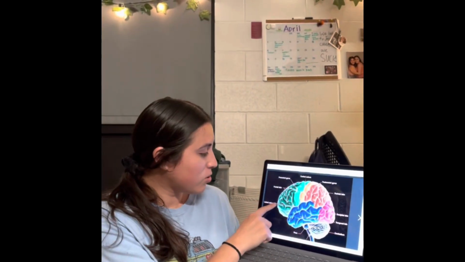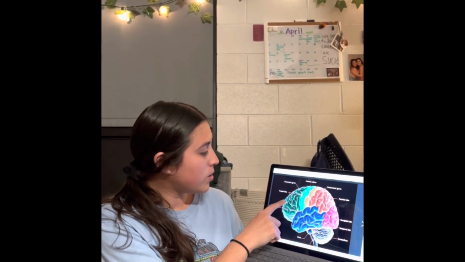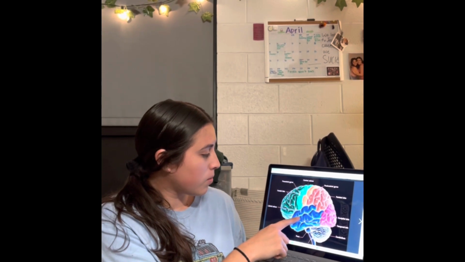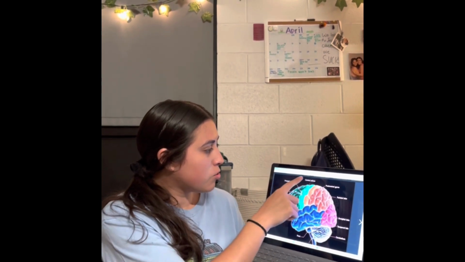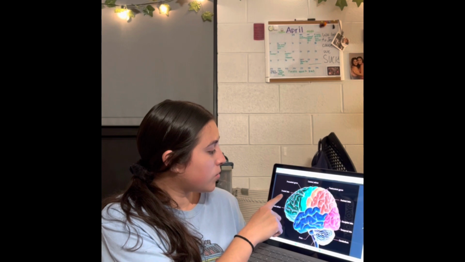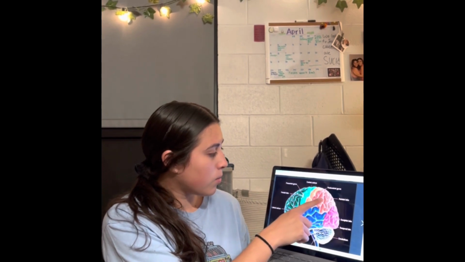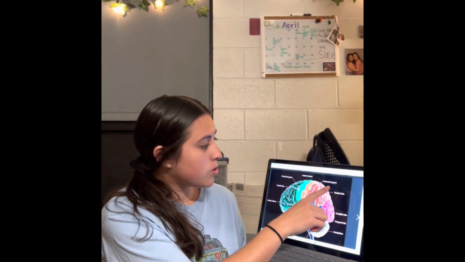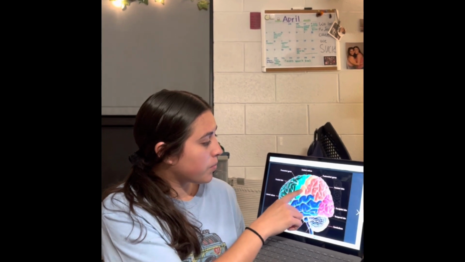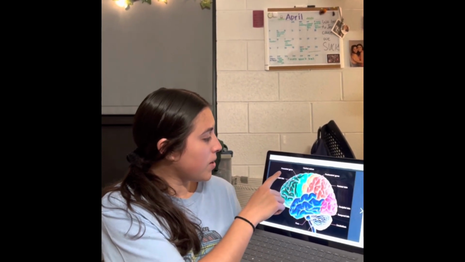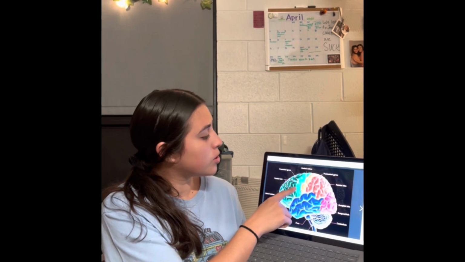So we have the lateral sulcus, which is in between the frontal lobe and the temporal lobe. Then we have the central sulcus, which is between the frontal lobe and the parietal lobe. Then we have the postcentral gyrus, which is this light orange color. Then we have the precentral gyrus, which is this light green.